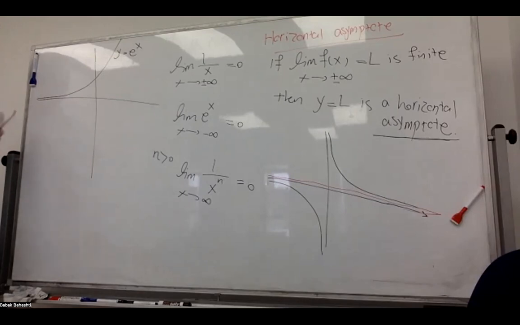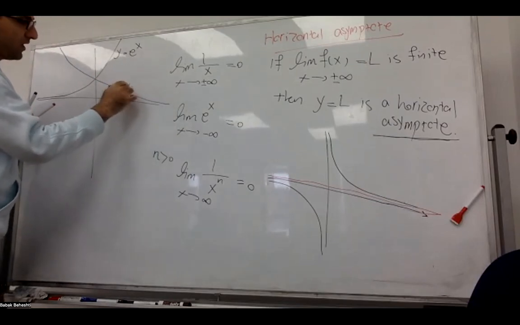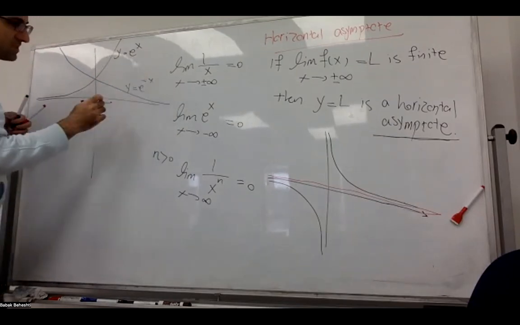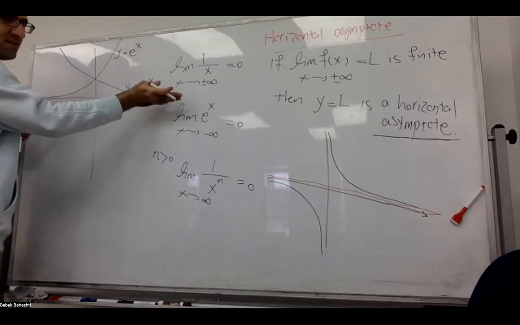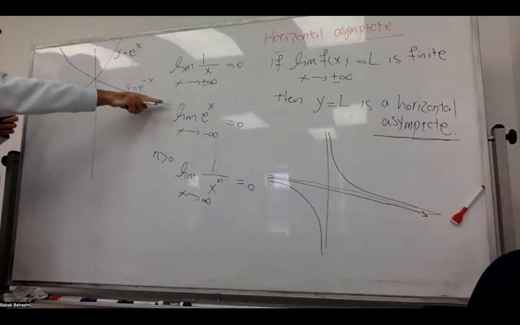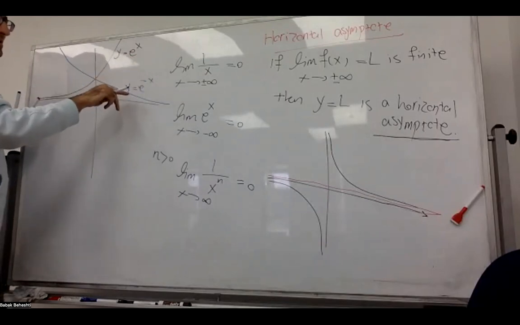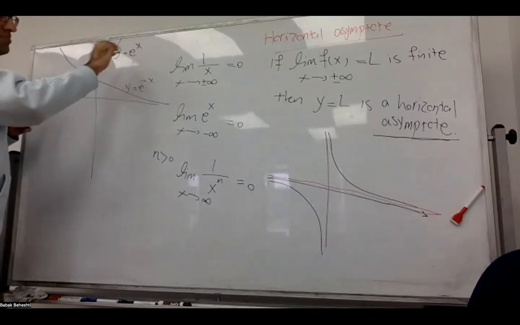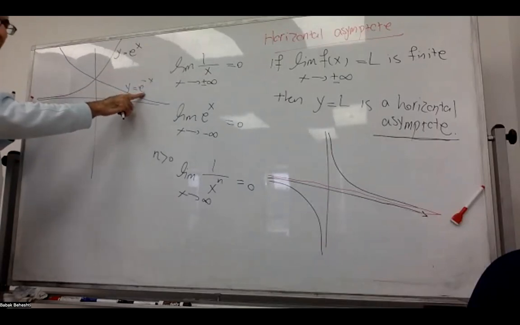It's also good to know e to the power negative x. E to the power negative x looks like this, this blue one. Y is e to the power negative x. So for e to the power negative x, when x goes to positive infinity, the limit is 0, right? So y equal to 0 is also an asymptote of e to the power negative x, because this guy, when x goes to infinity, is 0.